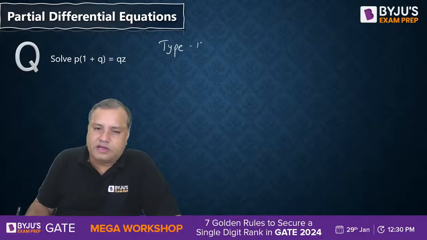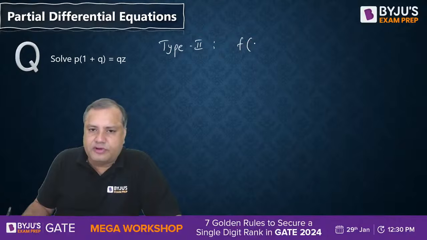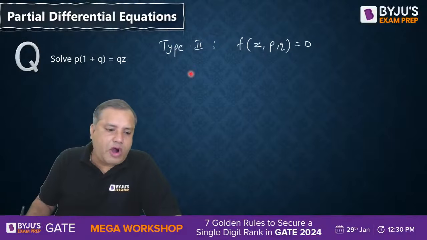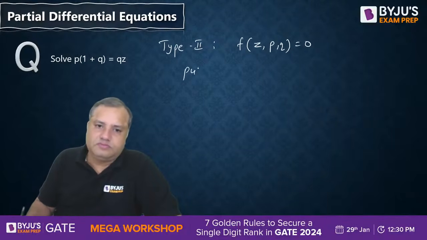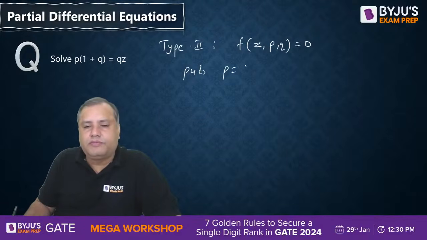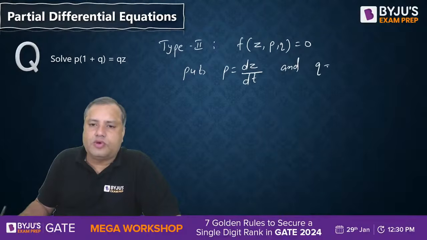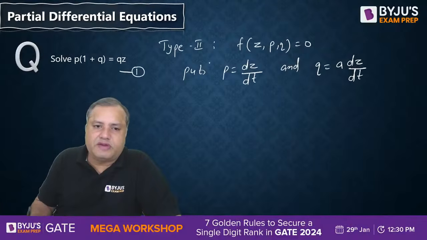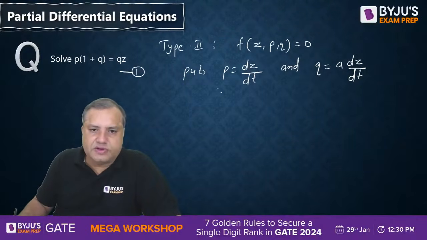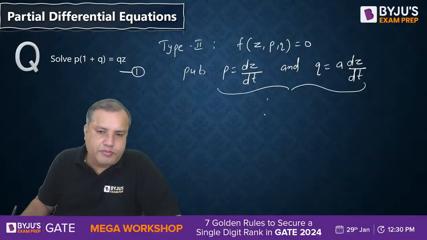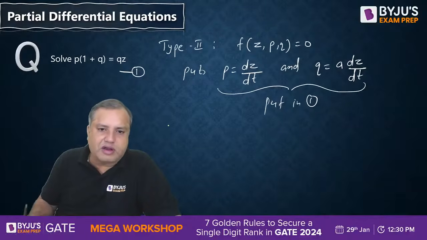So this is type 2. What is the format of type 2? The format of type 2 is a function f of z, p, q equal to 0. What is the working rule? The working rule is p equal to dz by dt and q equal to a dz by dt. This you need to put in the given equation, equation number 1.